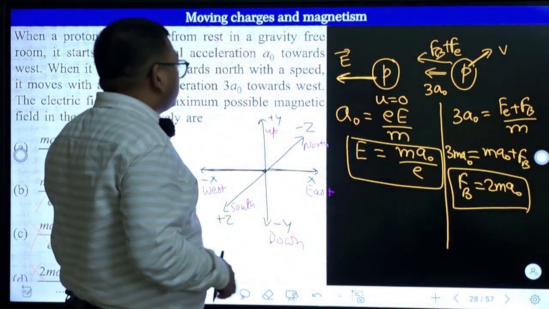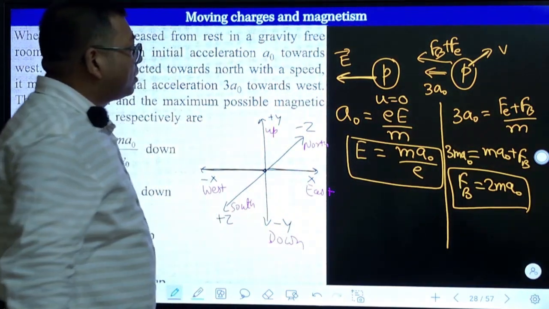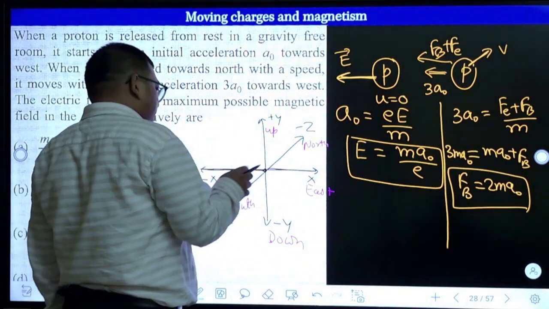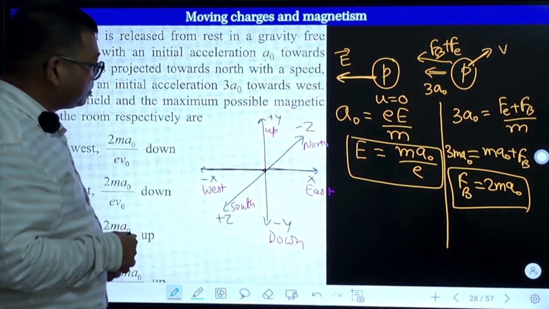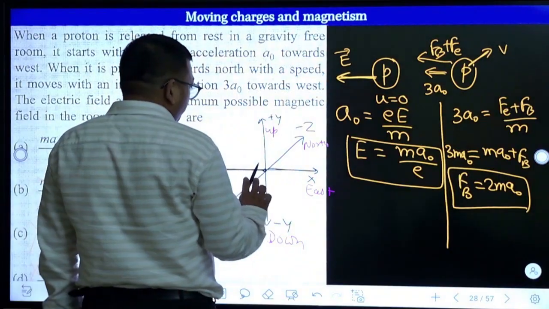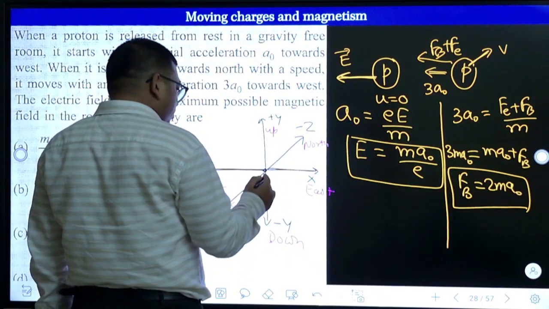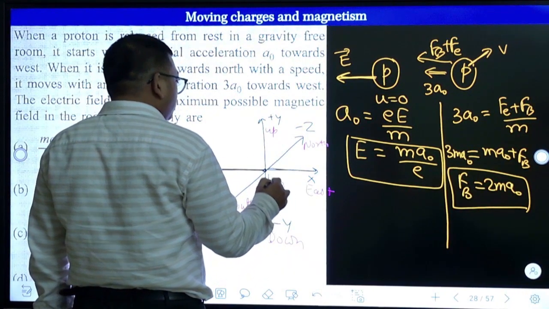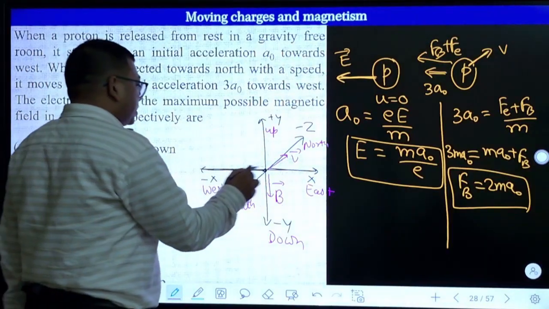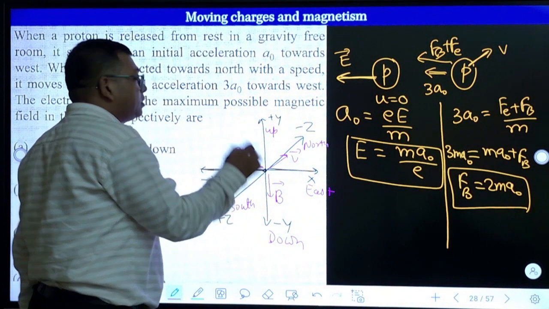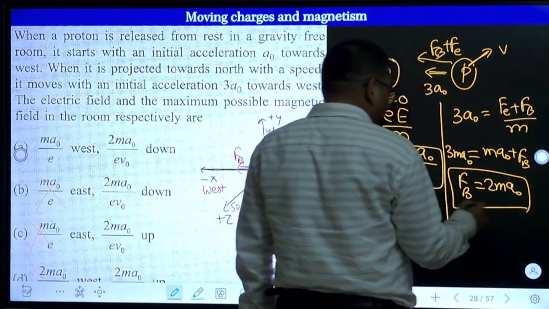Now you try. If the magnetic force is coming this way, and the velocity they have given is in the north direction, then V cross B, which direction will the magnetic field be? Suppose I take the magnetic field upward, then V cross B will come this way. You have to take the magnetic field downward, so the magnetic field must act downward. Then V cross B will give us the magnetic force in this direction, because the charge is positive, right?